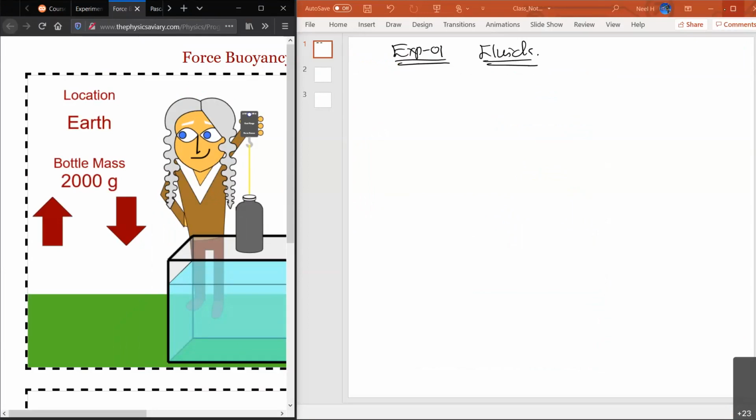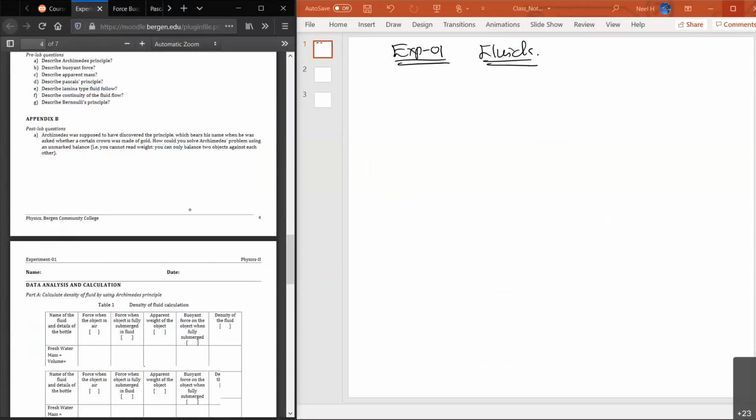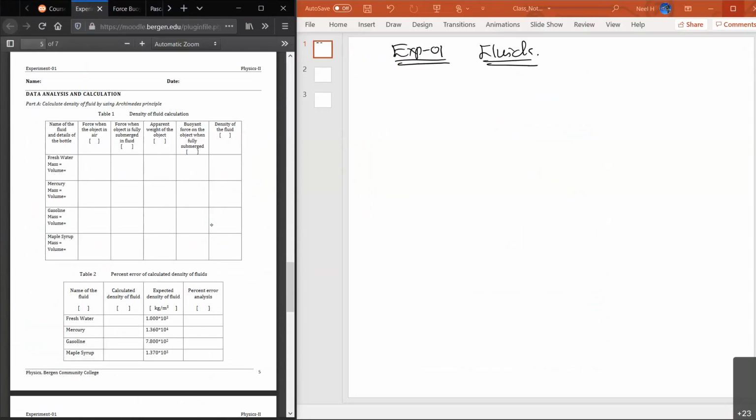Okay, part 1 of the lab. So let's start from here, data collection. In part 1, part A, we're going to check the Archimedes principle. By using the Archimedes principle, we can do many things. One thing is we're going to check the buoyant force. Idea of buoyant force, now you know.